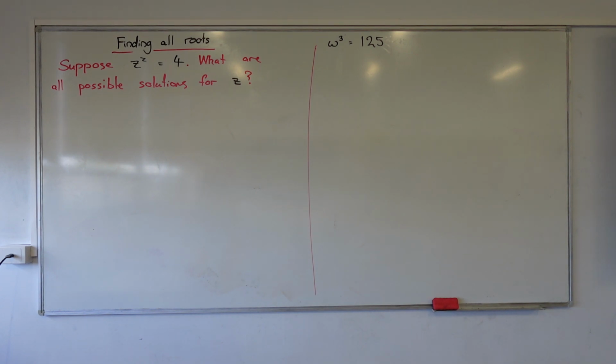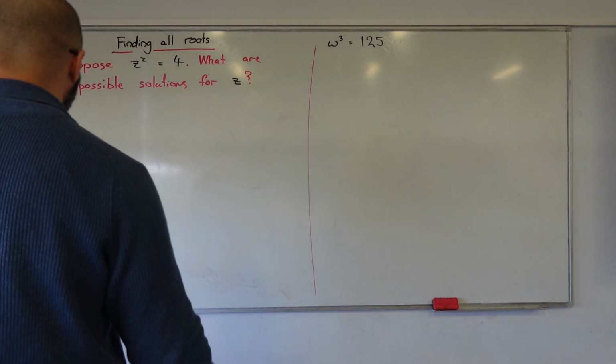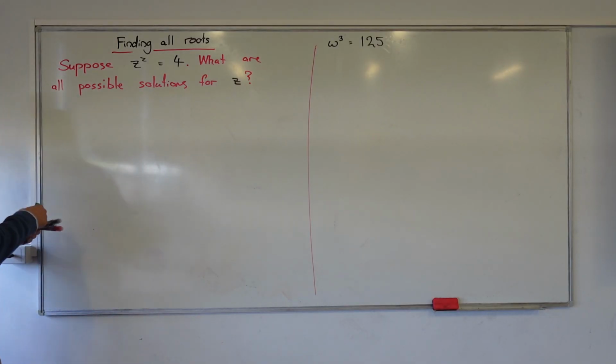So what we're going to learn about today is how we can find all the roots. Now suppose that we have z to the power of 2 equals 4. The question is, what are the solutions for z here? Just off the top of your head. 2, -2. Right. Easy.